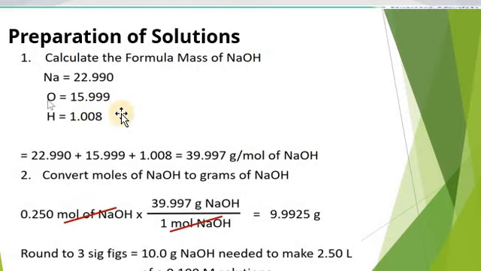Then we have to place, as we all know that one mole is equal to the molecular weight expressed in grams. What will we do? Simple: 39.97 is going to be multiplied with 0.25, and then the answer should be rounded off to 3 significant or 2 significant figures. In this case, we require 10 grams of sodium hydroxide, which is needed to make 2.5 liters. There can be more steps in this.